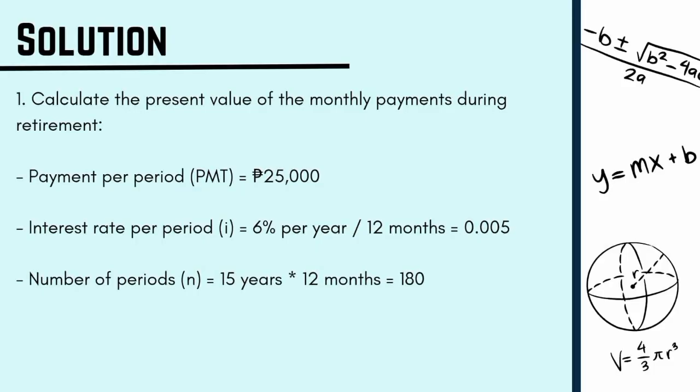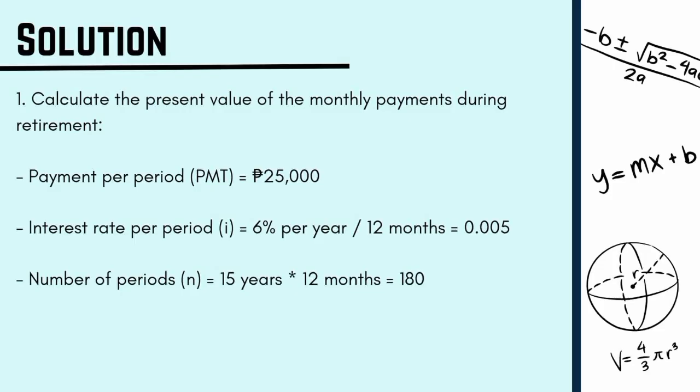So, our solution here is to calculate the present value of the payments during retirement. Our PMT, or payment per period, is 25,000 pesos. Then we get the interest rate per period by dividing the interest rate by the number of periods: 6% per year and 12 months. So, we divide these. 6 divided by 12 is equal to 0.05.